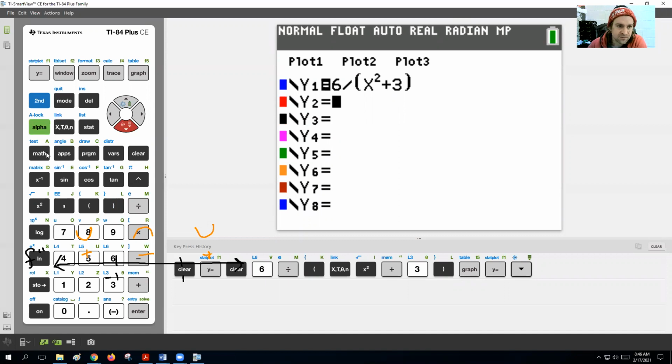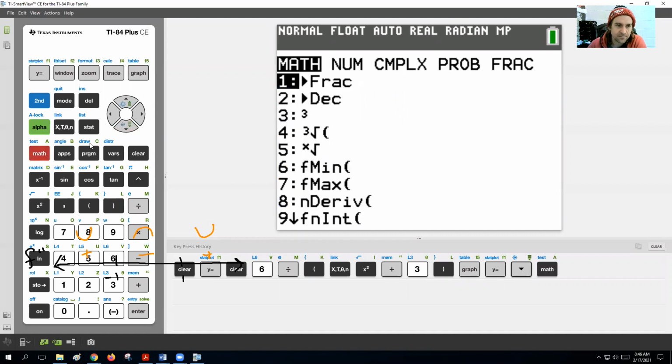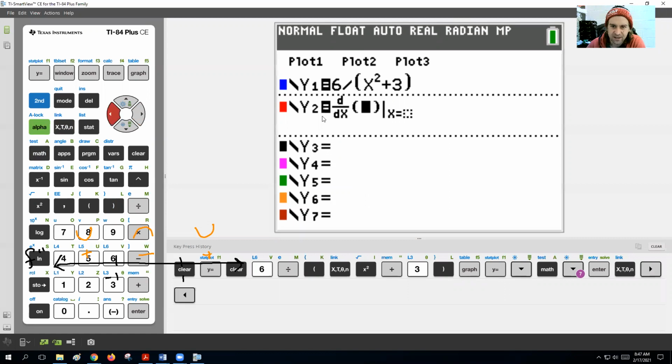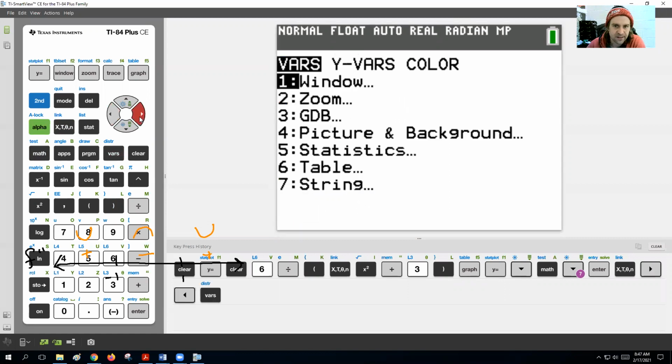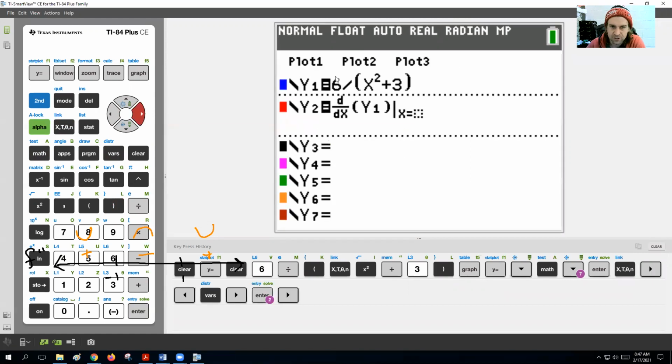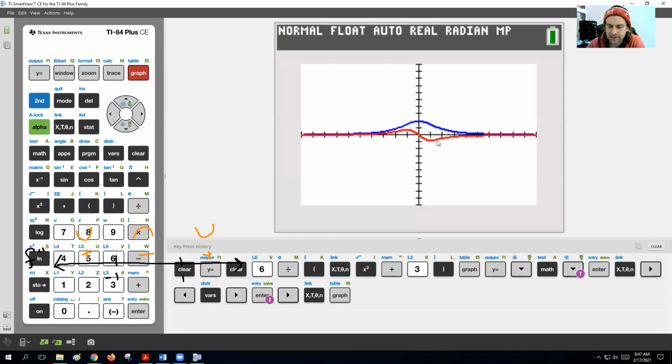Now, to graph the first derivative here, we can press math and go down to choice 8, nDeriv. And if you remember, we can do d/dx. Then, to cheat instead of typing in this equation over again, if we press vars, go to Y-vars and press Function Y1, it takes the equation that's in Y1 and just replaces it there as a variable, and make x equal x. And so if we graph here, this red line is the first derivative.